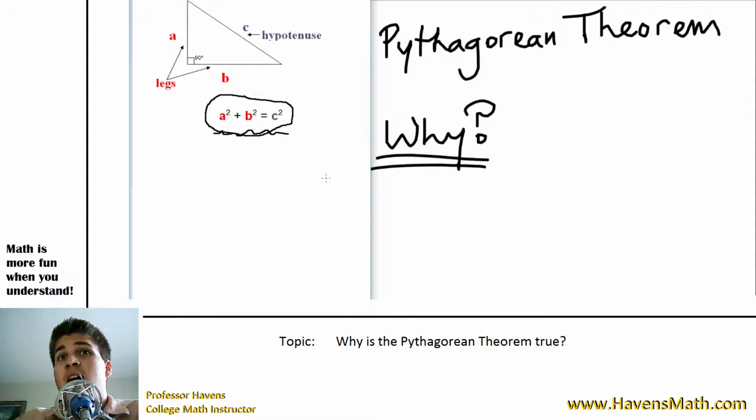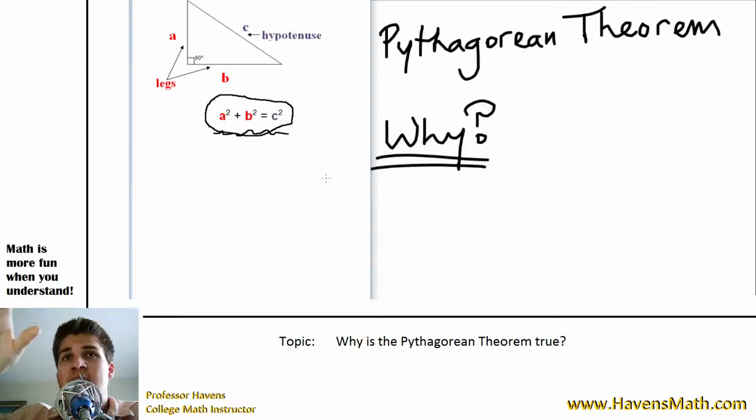Today I'm going to show you why this is true, and what we're going to do is a little proof of the Pythagorean theorem. I'm not going to do it super formally, just going to try to illustrate the idea of how it works. I believe that if you see why it's true, it'll help you remember it better, and it gives you a little more insight into why the mathematical formulas are the way they are.